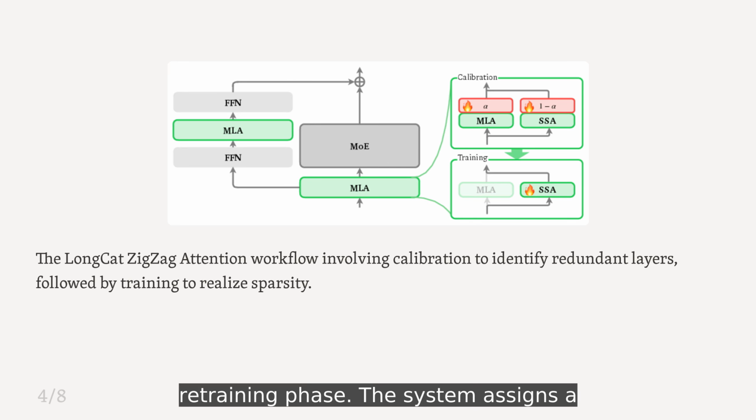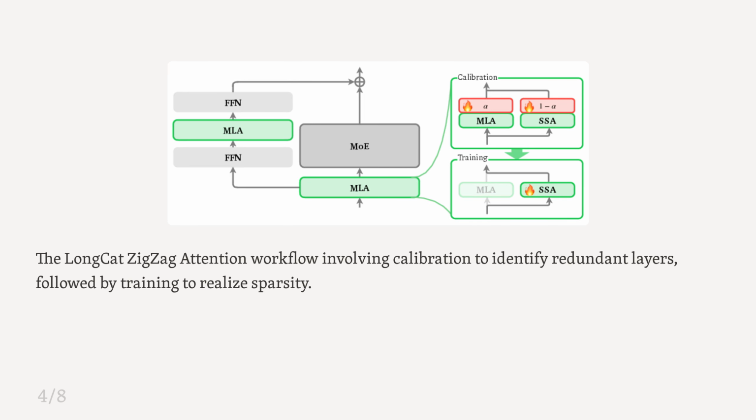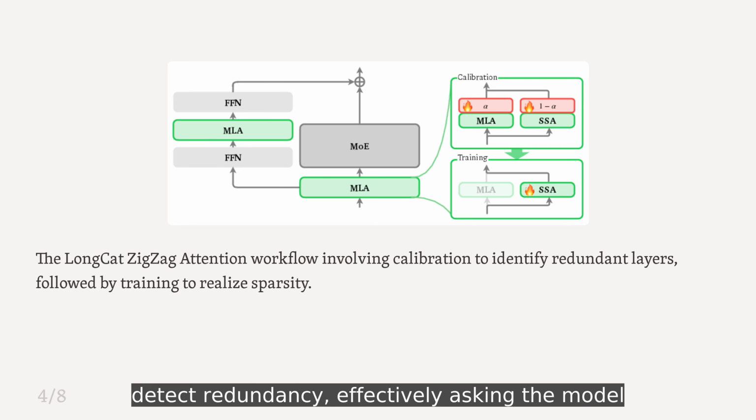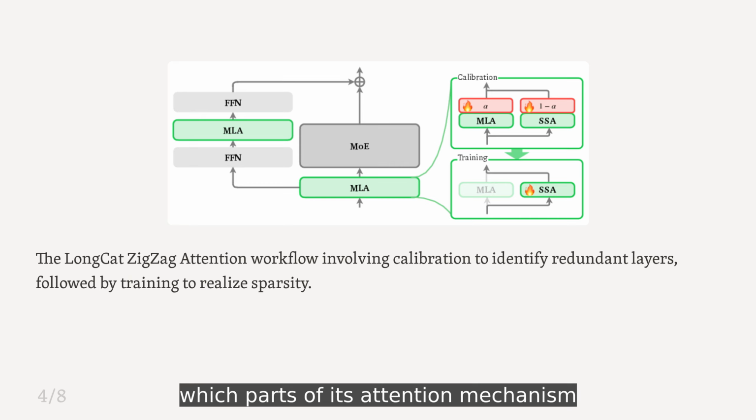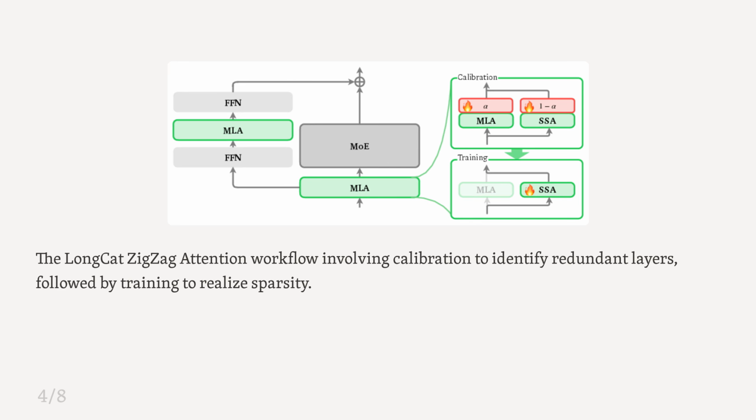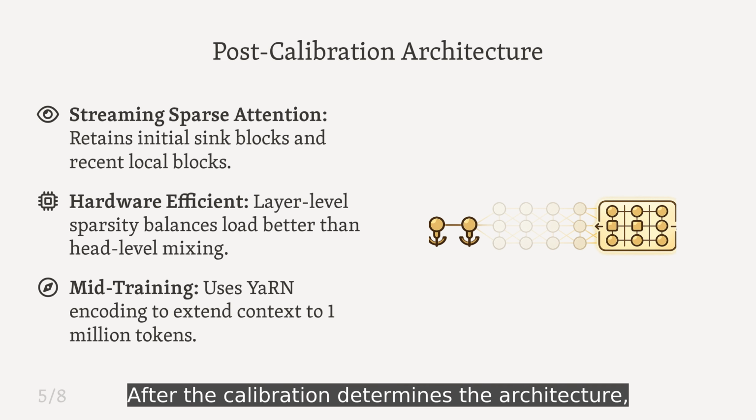This figure outlines the core pipeline of the methodology, starting with a calibration step and moving into a retraining phase. The system assigns a learnable parameter to each layer to detect redundancy, effectively asking the model which parts of its attention mechanism are essential. Once identified, the least critical 50% of layers are switched to a sparse mode, and the model is retrained to close any performance gap.